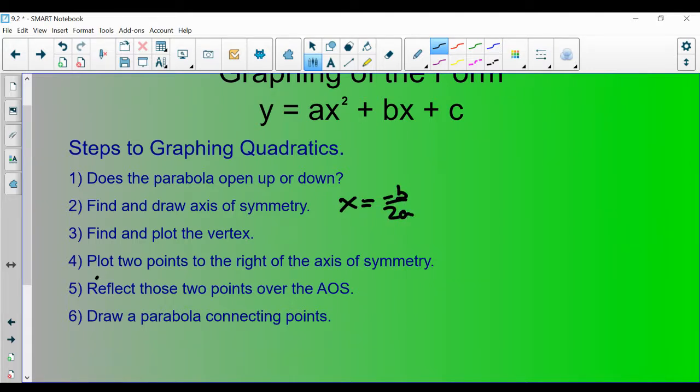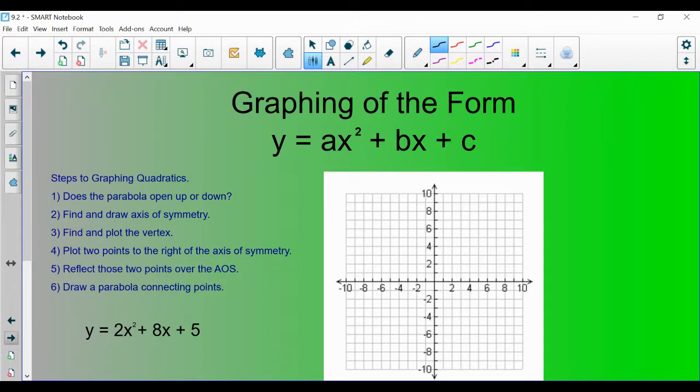Once you know the axis of symmetry, you can always find the vertex. What you do is you just plug in negative b over 2a, and whatever you get out is going to be the y value of the vertex. And then I'm going to actually have you make a t-table and graph that, and we'll kind of see when we look at an example.